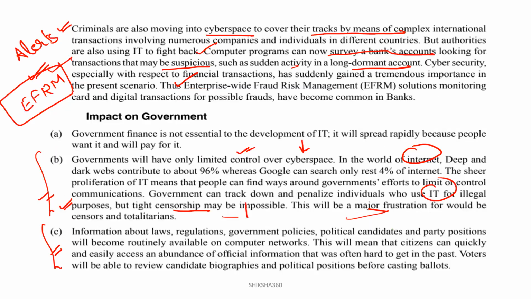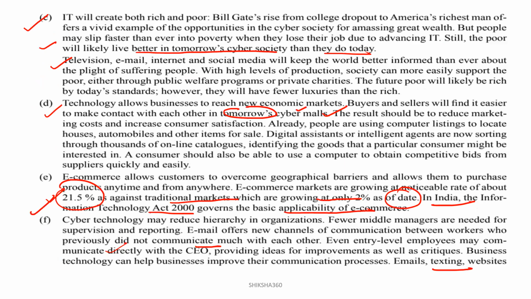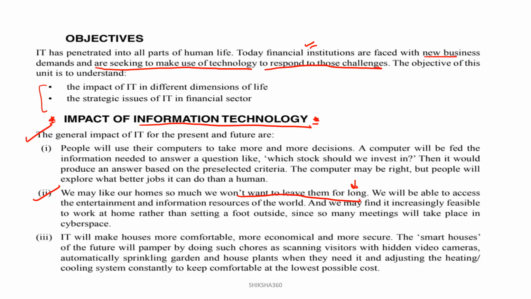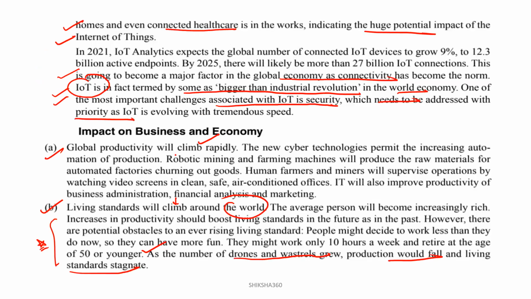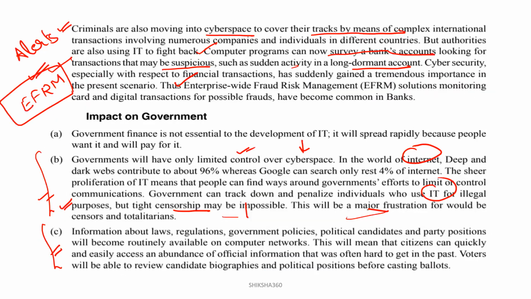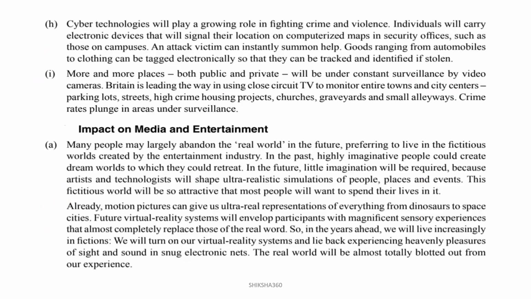So in this session, we have to discuss up to this much point. What we have covered here is, first of all, the objectives, the impact of information technology on business and economy, and the impact on the government. Clear? Two more points are left. We have to discuss those also.